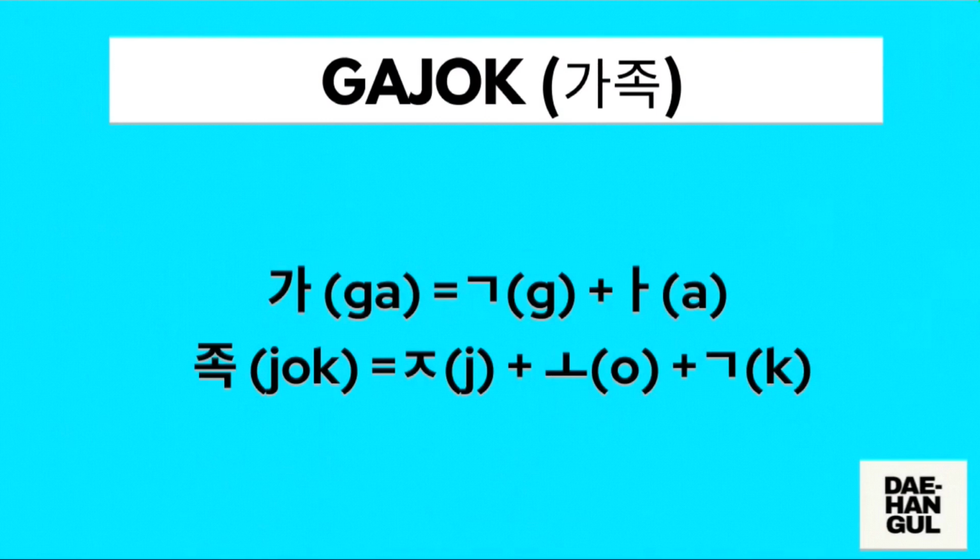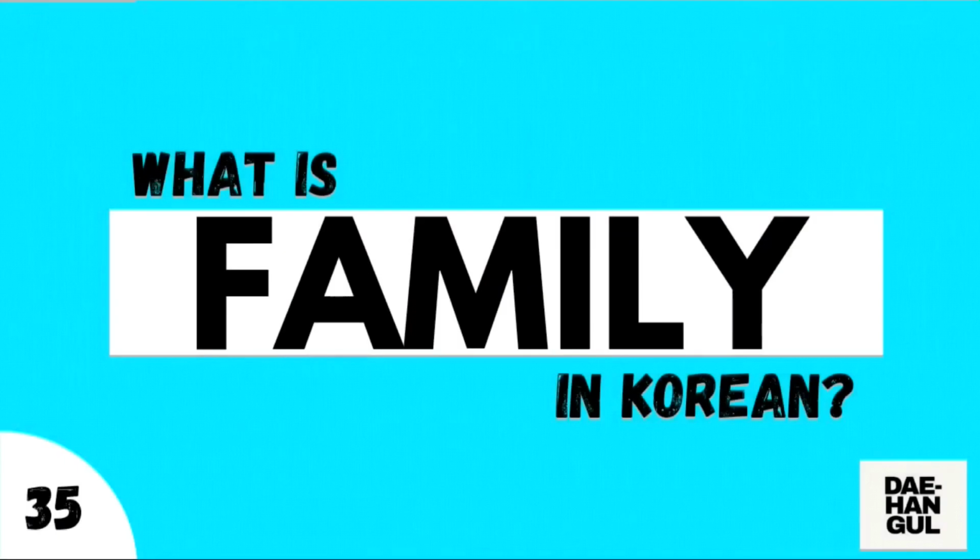How do we write 가족 in Hangul? Let's do it per syllable. To be able to write the syllable ga in Hangul, we need to draw first a giok character, followed by an a character. And then for the second syllable jok, we need to draw first a giok character, followed by an o character, followed by a giok character. And then we just need to combine this to form the Hangul of the word gajok. And with that, you already know what is family in Korean.